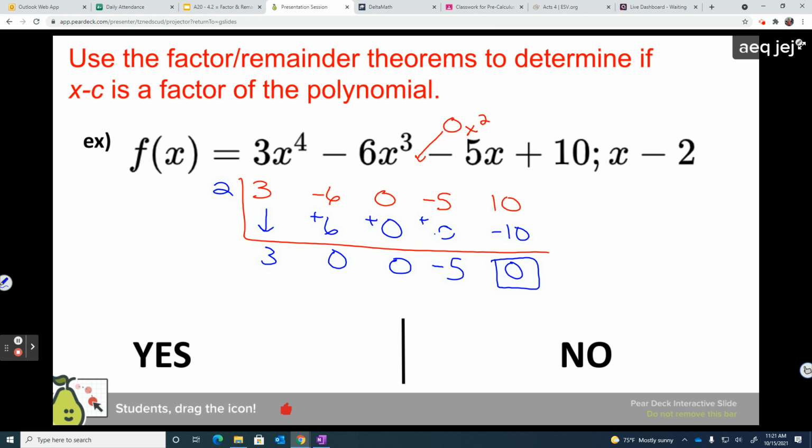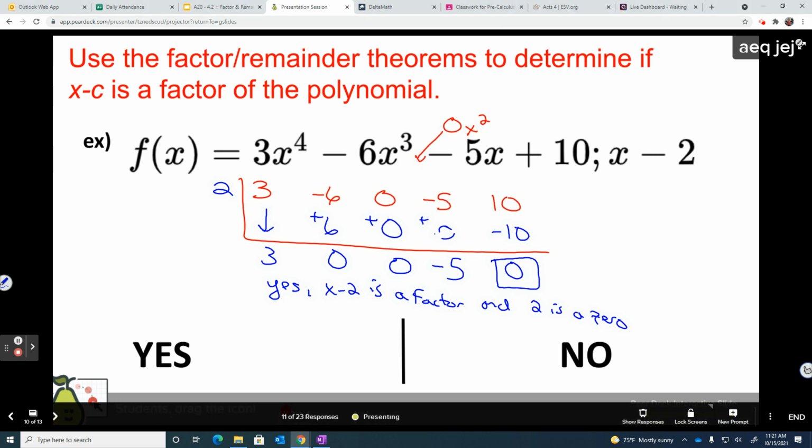So since we got 0 as our last thing, our remainder, we can then say yes, x minus 2 is a factor. And you could also say and 2 is a 0. These other numbers are meaningful, like I said, but we don't need to worry about them for today, but they are meaningful. Try a couple more.